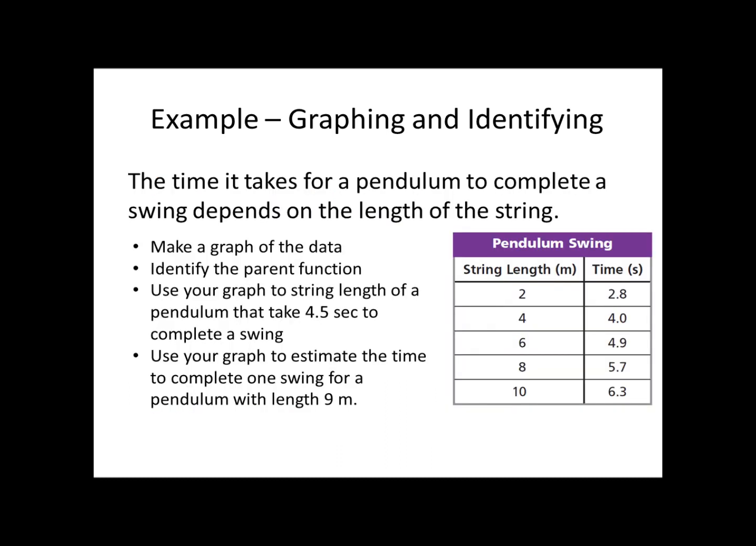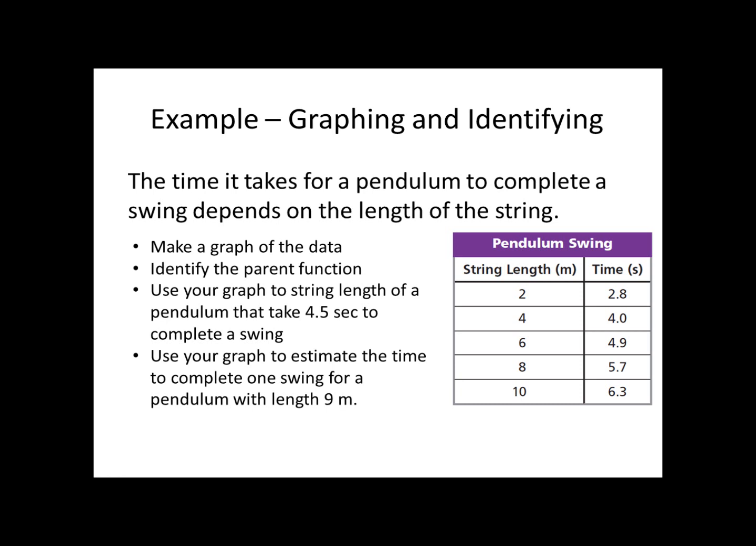Alright, let's do a story problem. The time that it takes for a pendulum to complete a swing depends on the length of the string. Now this actually comes to us from the world of physics, something very near and dear to my heart. What we're going to do in this problem is we're going to start by making a graph of this data. From that graph, we're going to try to identify the parent function. And then also from that graph, we're going to try to figure out how long the pendulum needs to be in order for it to take 4.5 seconds to complete a swing.